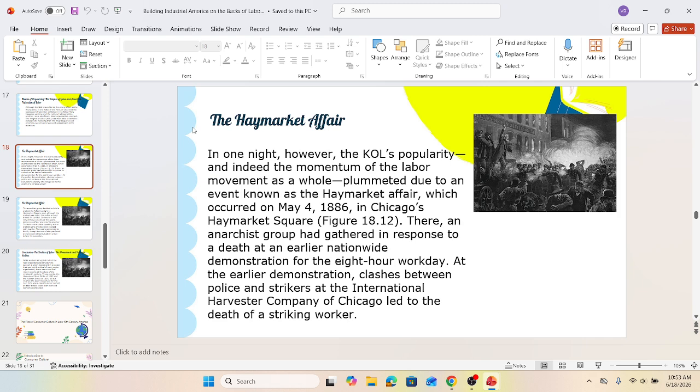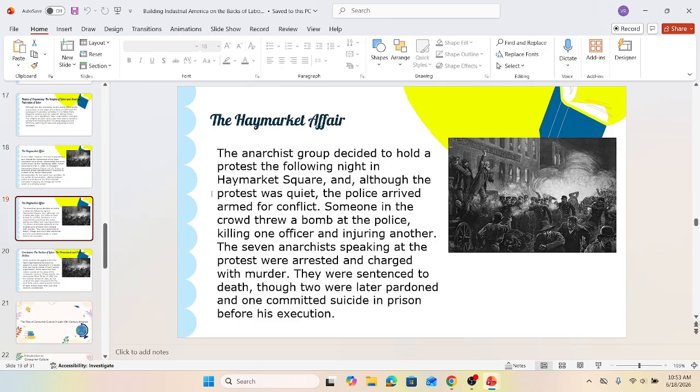And at the earlier demonstration, clashes between the police and the strikers had led to the death of that striking worker. And so the group decided to hold a protest the following night in Haymarket Square. And although the protest was quiet, the police arrived armed for conflict. Someone in the crowd threw a bomb at the police. So someone in the crowd did start violence. Doesn't mean that the crowd in general approved of it, right? These things always get really murky when it does come to crowds.